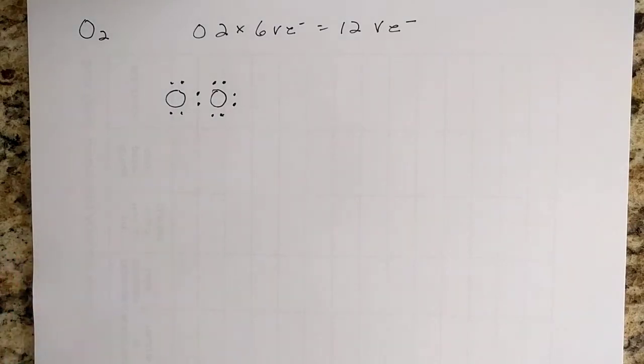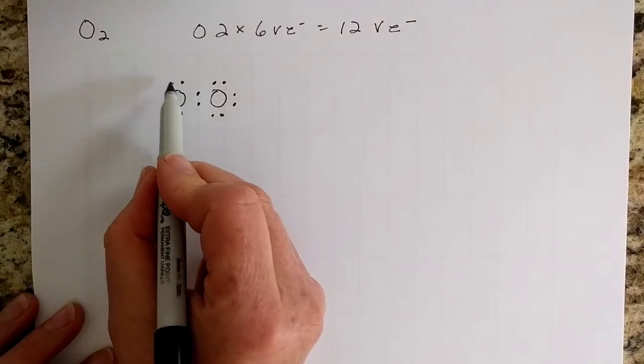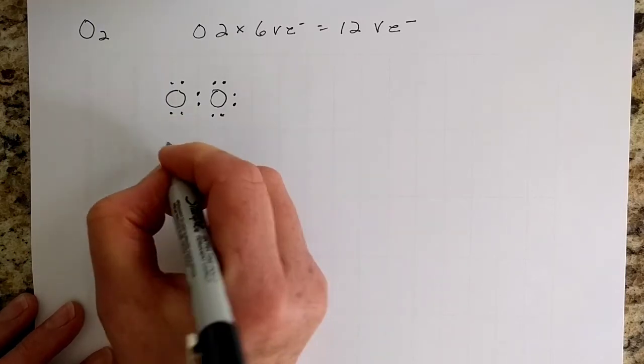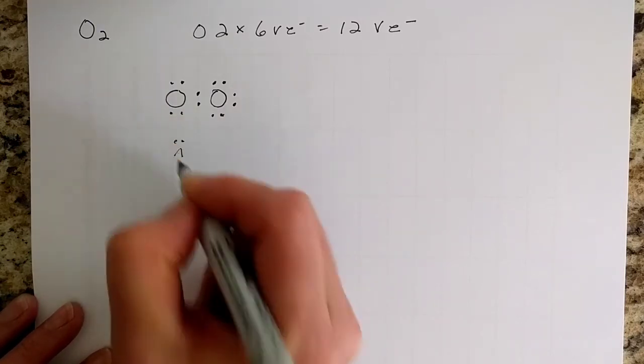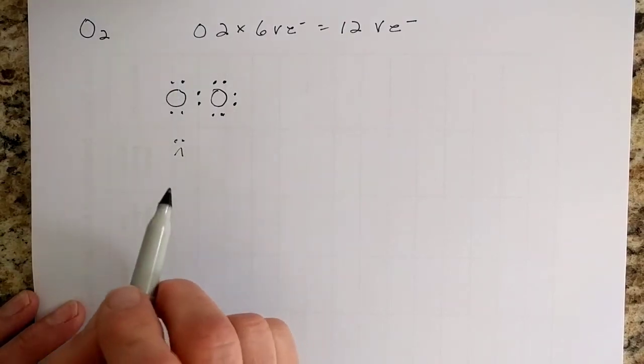So now we check each oxygen to see if each oxygen has the octet. So our first oxygen here has 1, 2, 3, 4, 5, 6 valence electrons. Yeah, the sad face. He wants 8, but he only has 6.